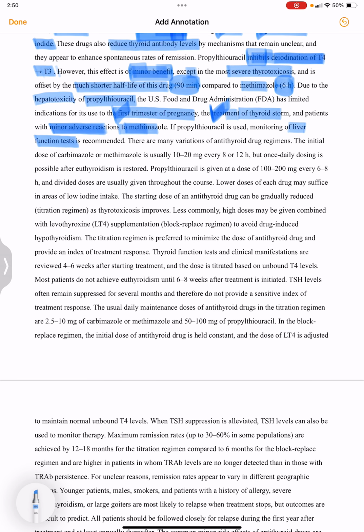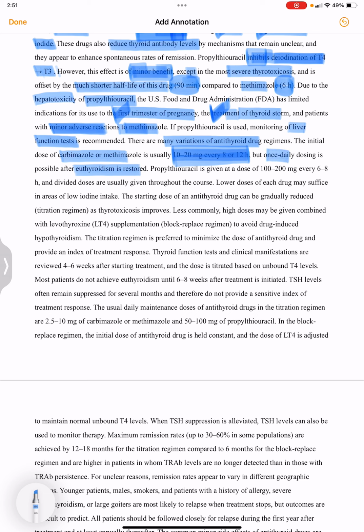There are many variations of anti-thyroid drug regimens. If we take carbimazole or methimazole, the initial dose is 10 to 20 mg every 8 or 12 hours, but once daily dosing is possible after euthyroidism is restored.